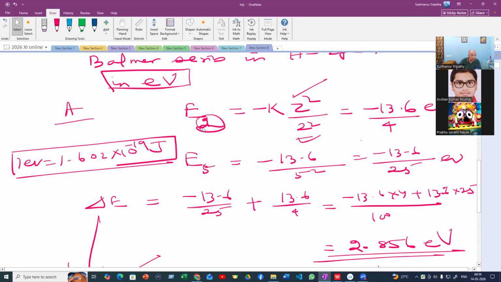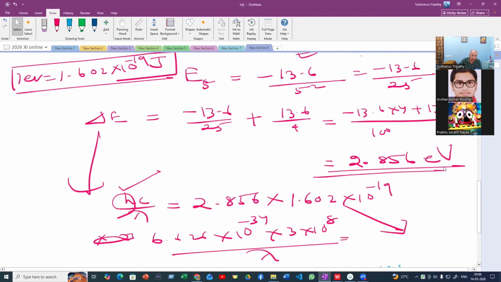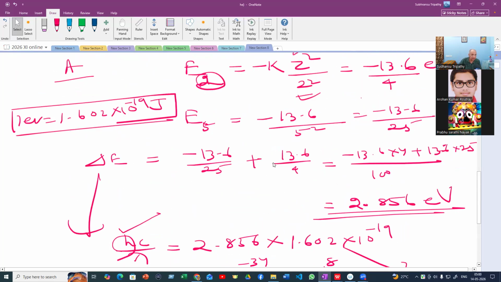So E5 minus E2, not E2 minus E5, that will be negative. The difference has to be positive, and the corresponding lambda photon will be emitted. The difference was found to be 2.856 electron volt, and the photon coming out when the electron jumps from the fifth shell to the second shell, resulting in the third line of the Balmer series, is 2.856 electron volt. This much we had done, and I was asking what is the conversion factor.